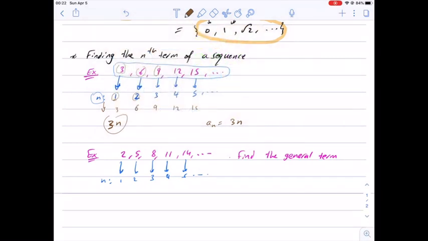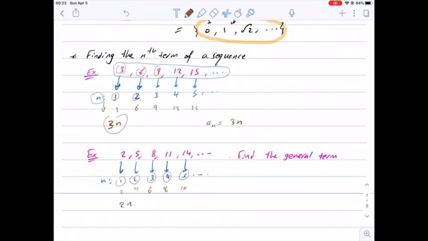So let's multiply by 2. If we multiply by 2, I mean to write 2n, multiply 1 by 2, you get 2. Multiply 2 by 2, you get 4. Multiply 3 by 2, you get 6. Multiply 4 by 2, you get 8. Multiply 5 by 2, you get 10, and so on.